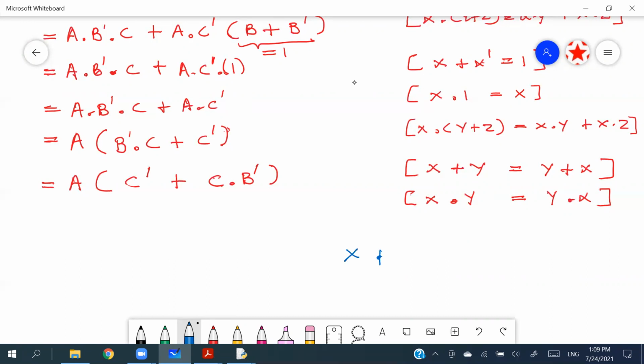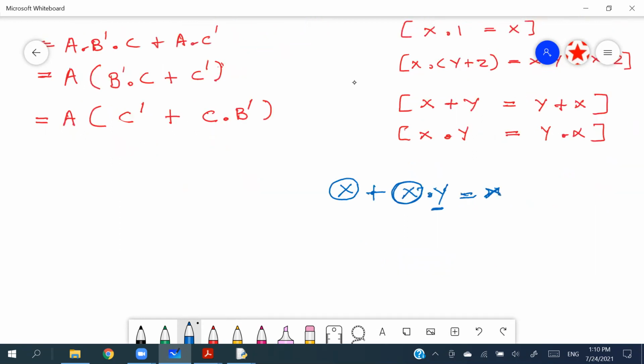x plus x dot y ආවම nature එක වෙන්නේ x is staying alone and the same x doing the multiplication with y. So we can write it as x. Right? ඒක තමයි එයාගේ nature එක.